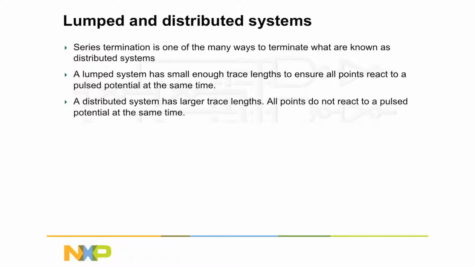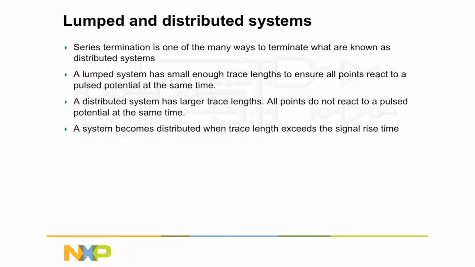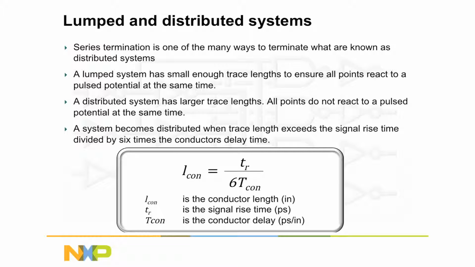If all points on a conductor do not react to a potential at the same time, the system is distributed. Distributed systems have longer trace lengths. Generally, the border between lumped and distributed systems occurs when the trace length exceeds the signal rise time in picoseconds, divided by 6 times the delay time of the conductor, in picoseconds per inch.